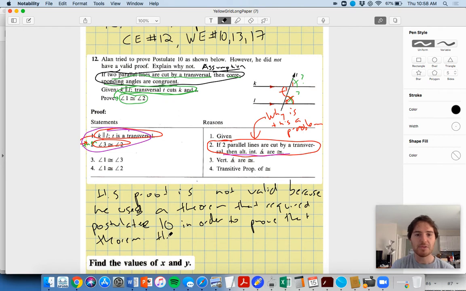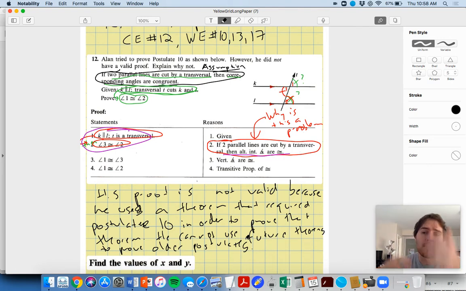Okay, he cannot use future theorems. I like to call them future theorems to prove older postulates, right? Older postulates, because that's something called circular reasoning, okay? So that's one thing that I'm already reminding a few people about who maybe have studied this a little bit before, maybe looked up answers online, that the things that we're going to use to justify in the future rely upon the things we're studying right now.